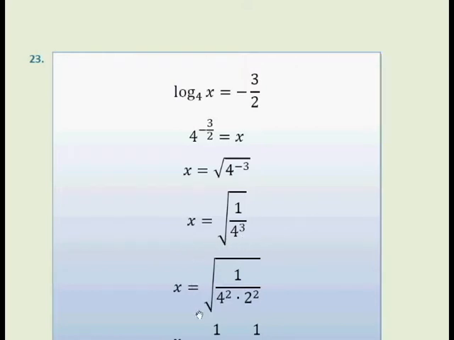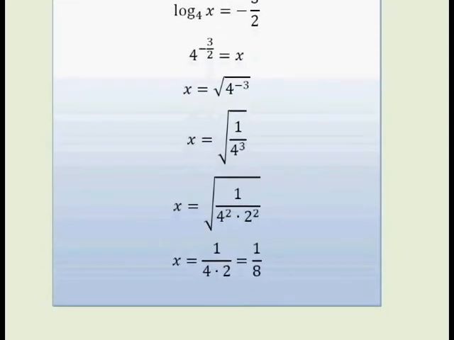And then you come down here, and 4 cubed really factors into 4 squared times 2 squared. Well, once you have 2 and your index is 2, you bring out 1. So you end up with x is equal to 1 over 4 times 2, which is 1/8. And that's how that one's done. Now, you don't have to split this up into so many steps. I just did this so you could see how I got from here to here.